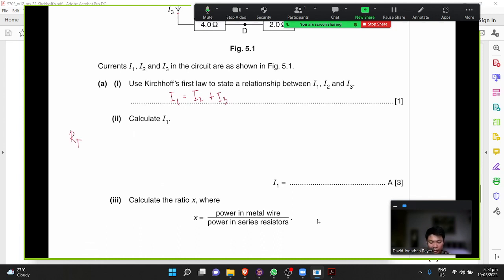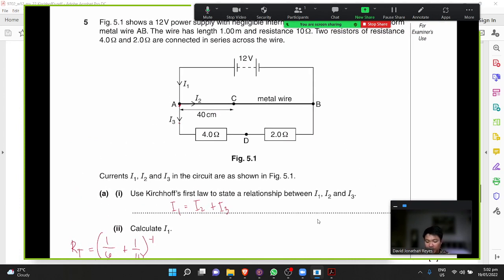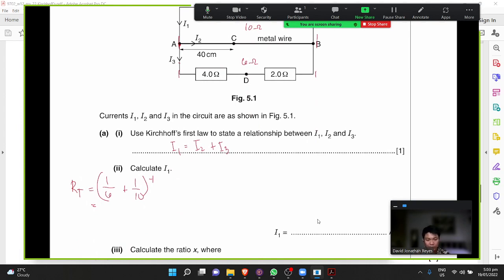So 1 over R total is equal to 1 over 6 plus 1 over 10, then reciprocate. Where did I get that? It says here that wire AB has a resistance of 10 ohms. So this whole thing is 10 ohms. This one, on the other hand, is separated in series connection, but if you add them together, it becomes 6 ohms. Since they are parallel to each other, add them in parallel. So that gives you 1 over 6 plus 1 over 10. Then reciprocate the value.